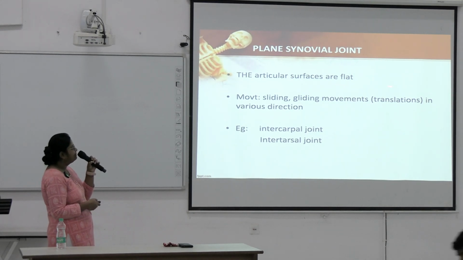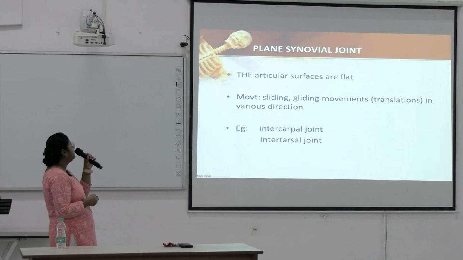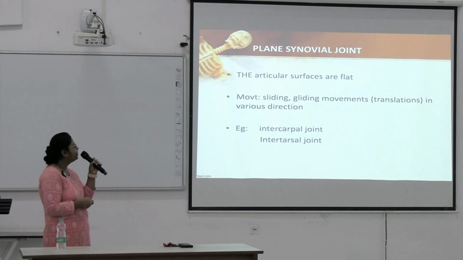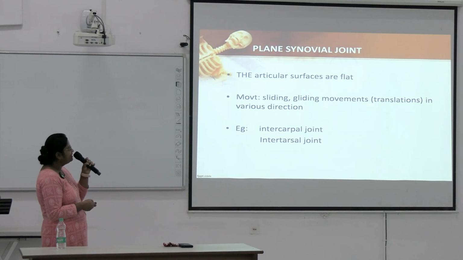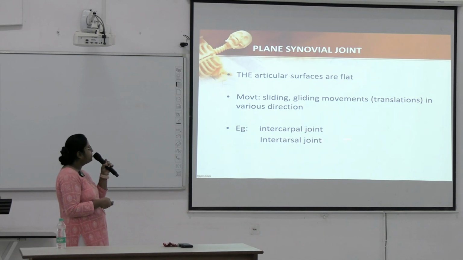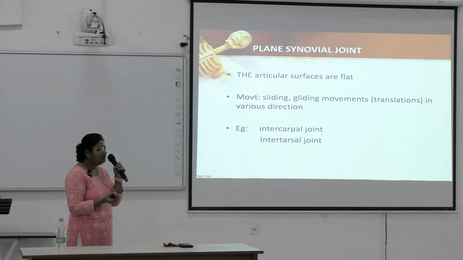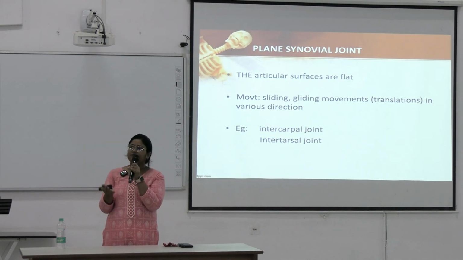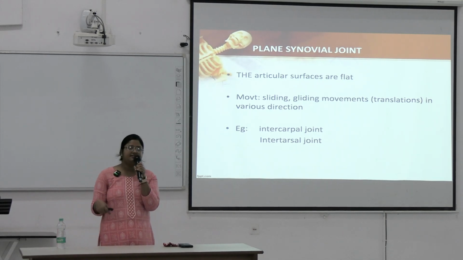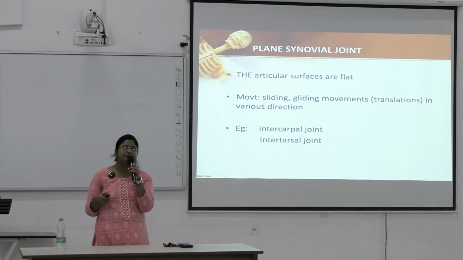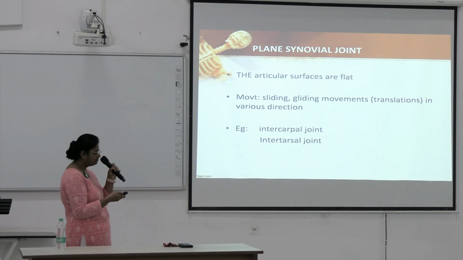The articular surfaces are flat and the movements that occur in these joints are sliding, gliding movements. These are translation movements in various directions. Examples are the intercarpal joints and intertarsal joints. Intercarpal joints lie in between the carpal bones of the hand, and intertarsal joints lie in the foot, in between the tarsal bones.